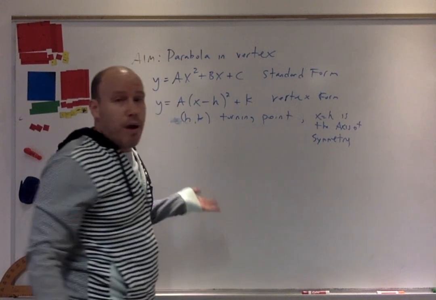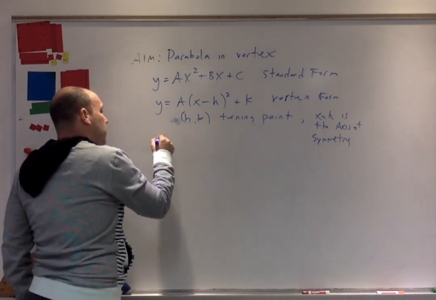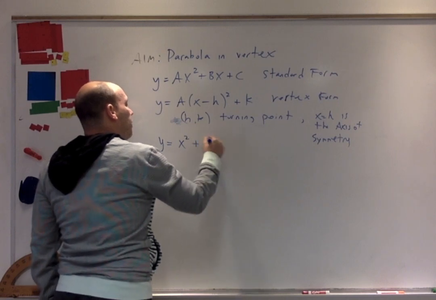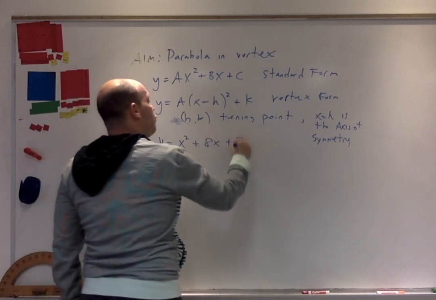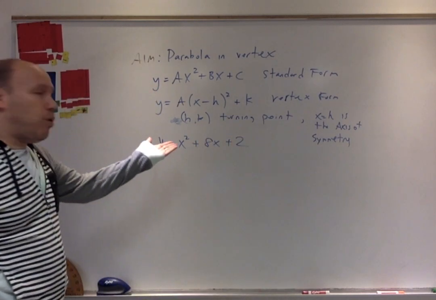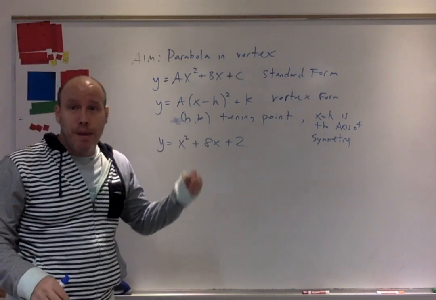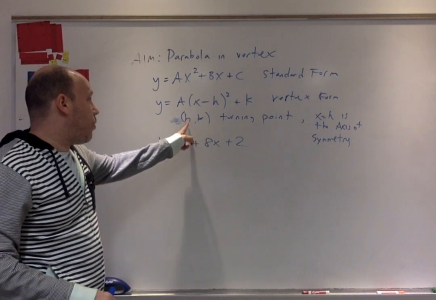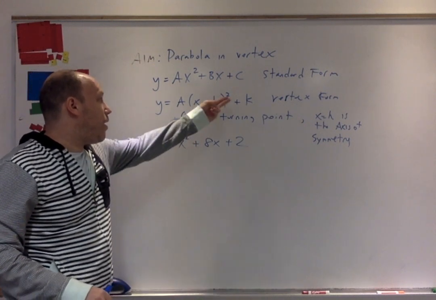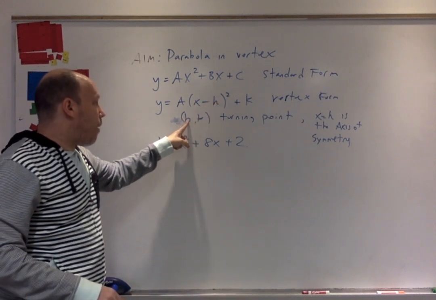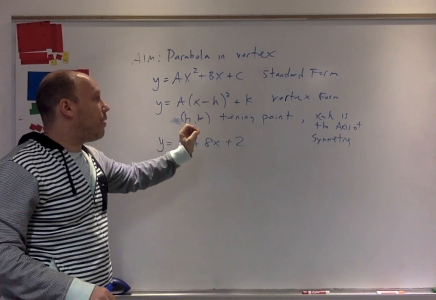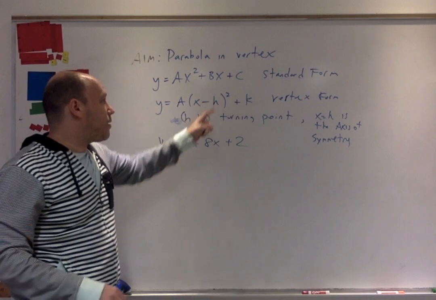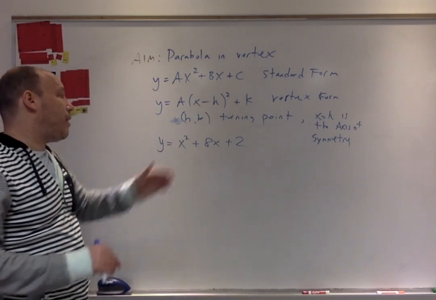So if you take any parabola, for example, y equals x squared plus 8x plus 2, you can either do it on the GDC, find the minimum point, and then take the turning point and put it in the equation, remembering that if h is positive, it's minus that value, and if h is negative, it's plus that value. Let's take an example here.